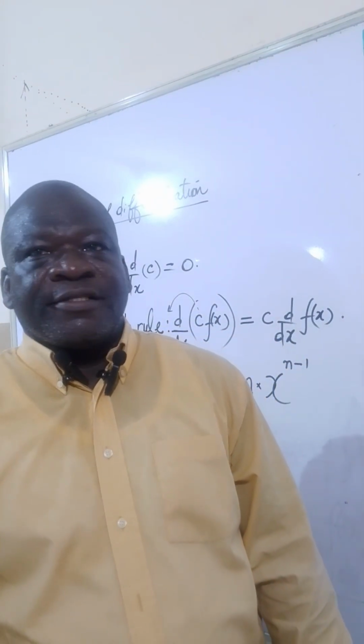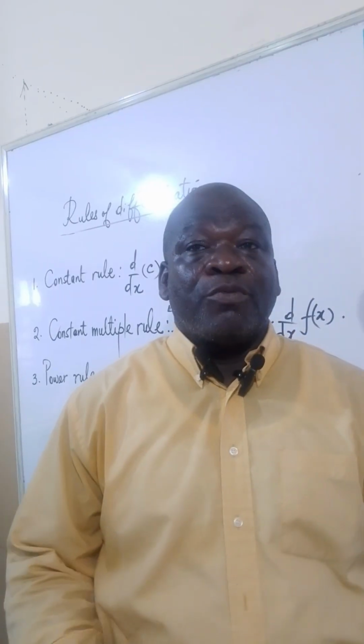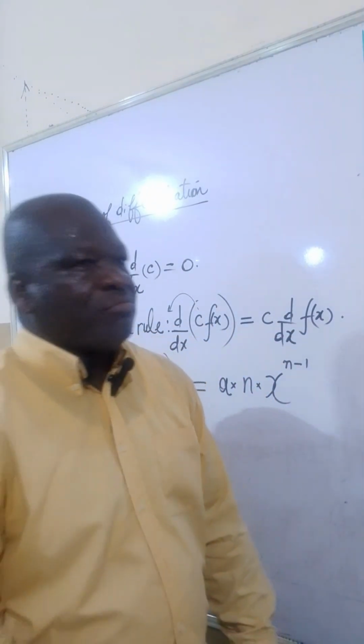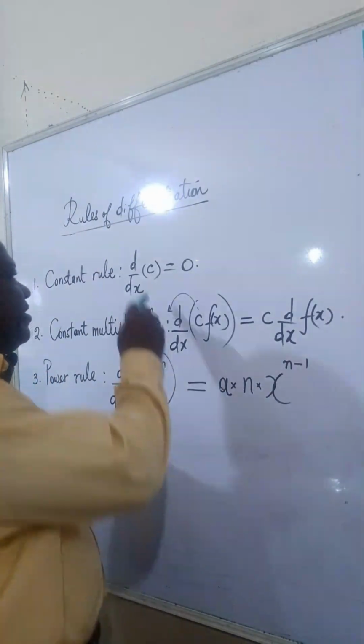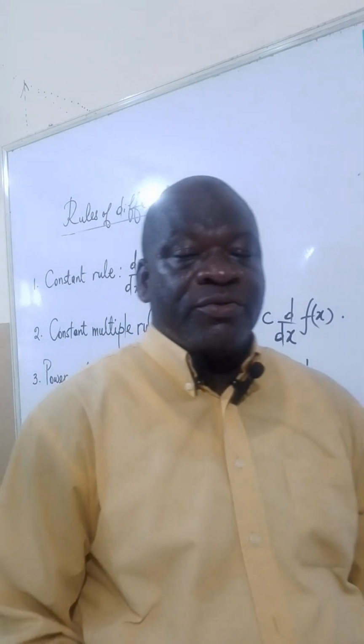Differentiation can be regarded as speed. When an object is not moving, the speed is 0. So the object here is c. c is a constant number, it is not moving, so the differentiation should be 0.